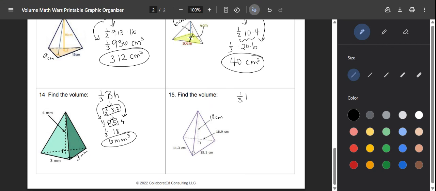So get your formula ready. 1/3 area of the base times the height. Please press pause now so you can calculate it. Come back to check your answers. Welcome back. Hopefully you got your answer of 511 and 89 cubic centimeters. If you're not sure, you can pause and look at what I've done on the screen to help you get that answer.